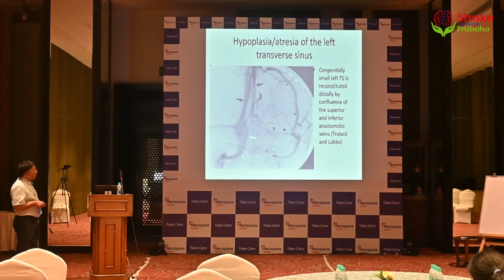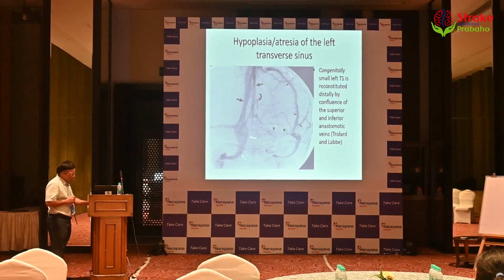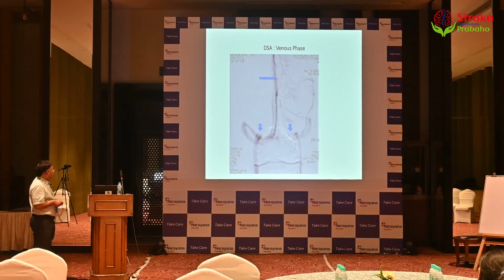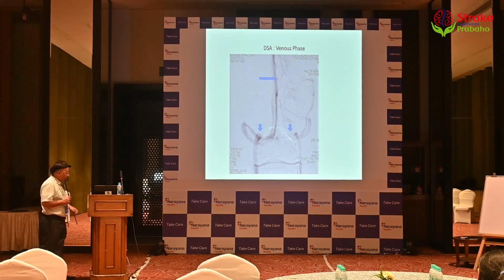So why is there distal filling? This distal filling is through the vein of Labbé and the vein of Trolard. So the vein of Labbé and the Trolard are reconstituting the sinus, and there is a distal filling in the transverse sinus and the internal jugular vein. Just like our case, in the right transverse sinus there is a stenosis here, and the left transverse sinus is not visible, but you can see this is the vein of Labbé here, and this is the vein of Trolard, which is forming part of the transverse sinus and this internal jugular vein.